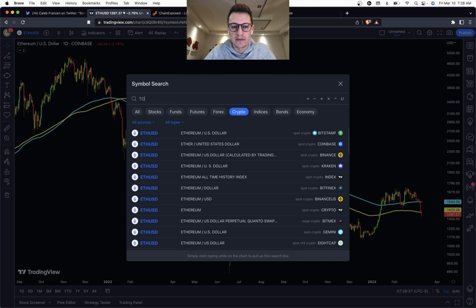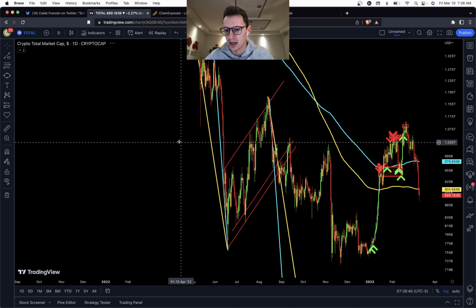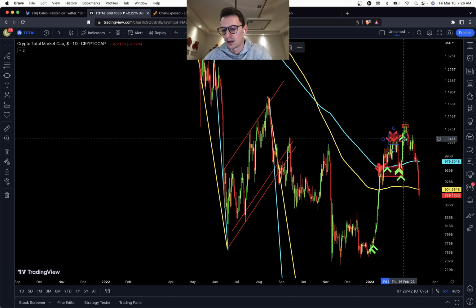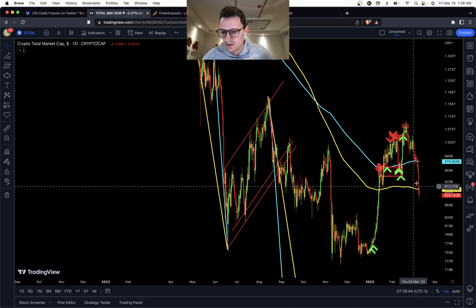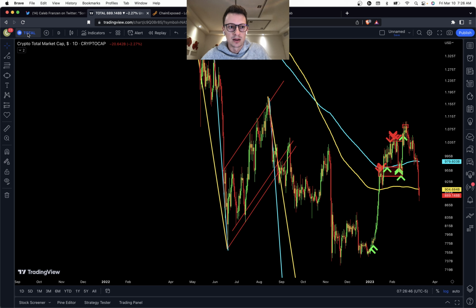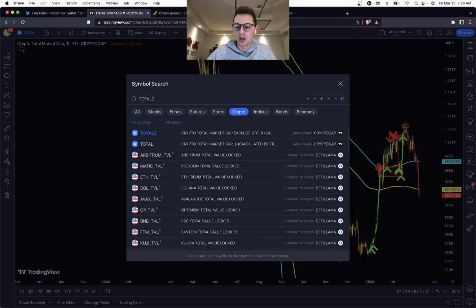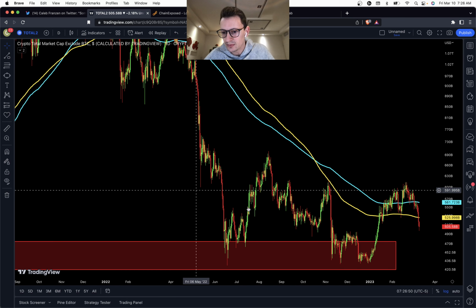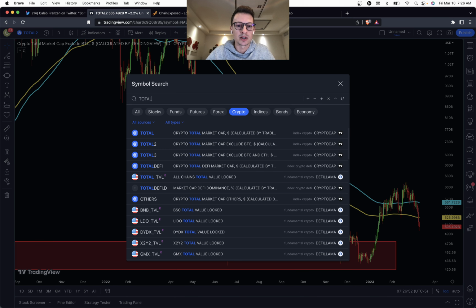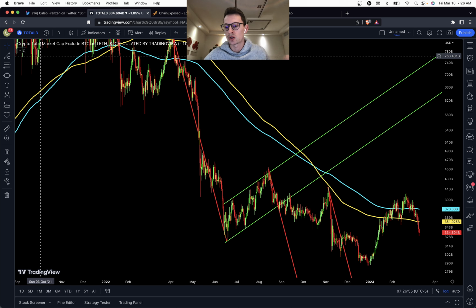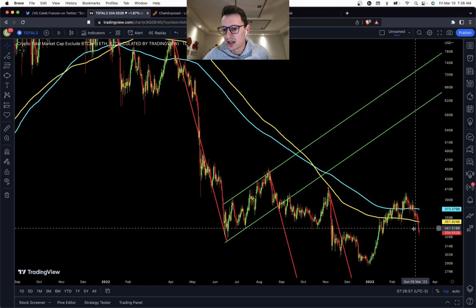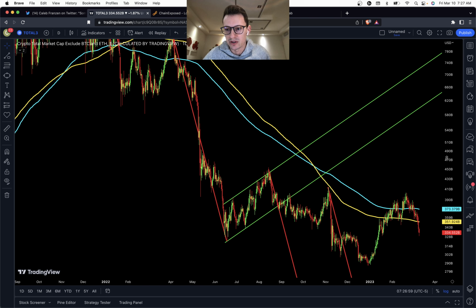Just out of curiosity, I haven't even pulled this chart up. Let's see what total crypto market cap is doing. Again, I got a lot of noise here, you guys, so excuse me, but let's just focus on the yellow and the blue. We're below it. Let's look at total 2, which is crypto market cap excluding Bitcoin. Significantly below it. Let's look at total 3, which is crypto market cap excluding Bitcoin and Ethereum. Significantly below the 200-day moving average cloud, right?